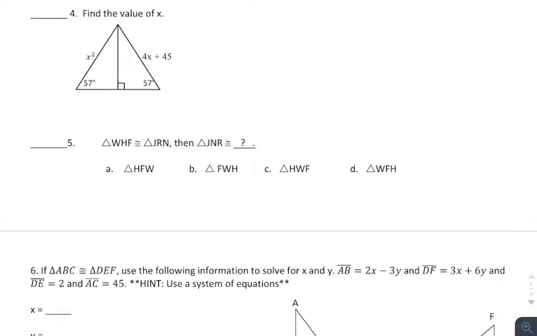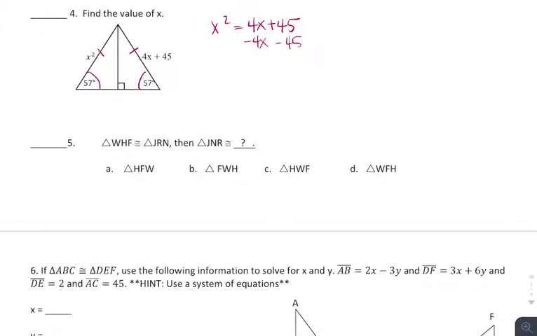So moving down to number 4, we have x squared and then 4x plus 45. Since 57 and 57 are the same on both sides, it means that x squared is equal to 4x plus 45. So if you remember, if you have an equal angle, then the opposite sides are equal as well. So we're going to do the same thing here. We have to factor.